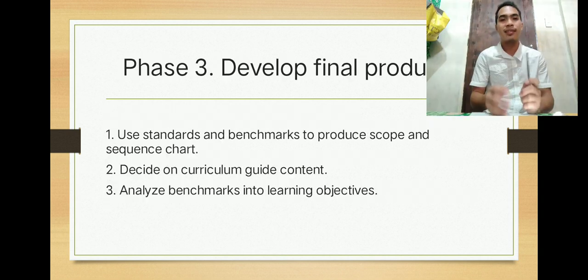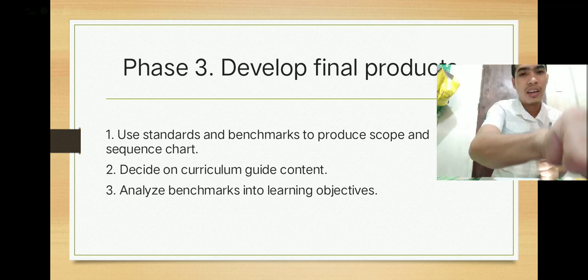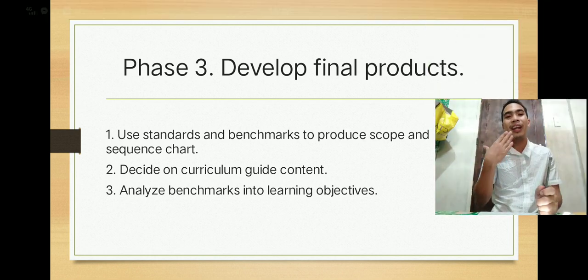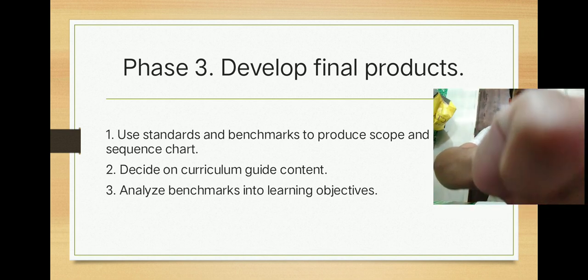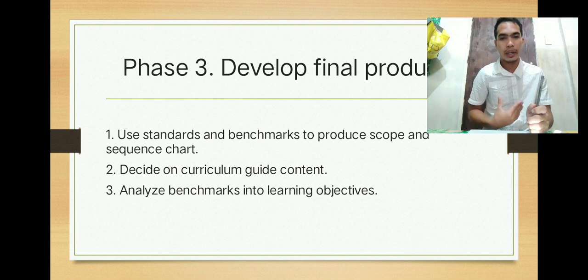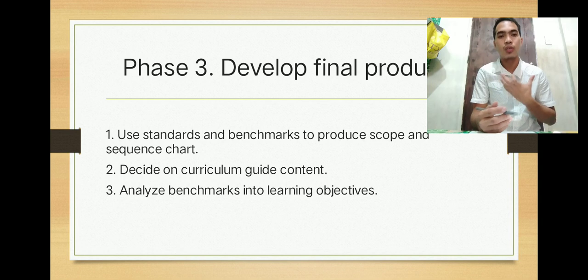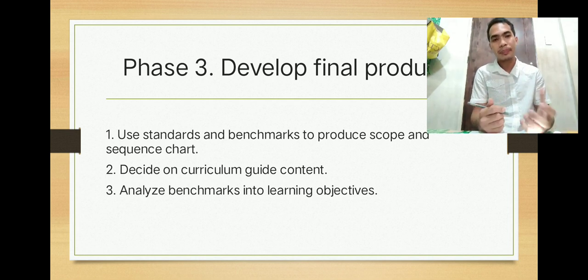And then the last one is phase 3, develop final product. In developing our final product, use standards and benchmarks to produce a scope and sequence chart. Decide on curriculum guide content, analyze benchmarks into learning objectives. So as a teacher, to have good, productive teaching for our students, we need to use the benchmark strategy to produce scope and sequence charts. Decide on curriculum guide content.